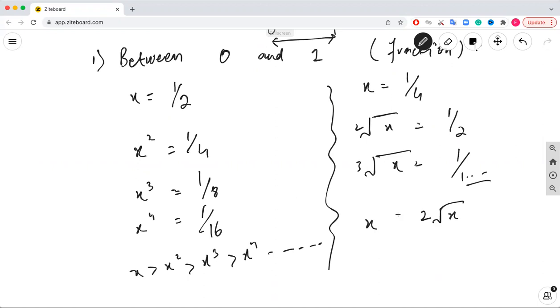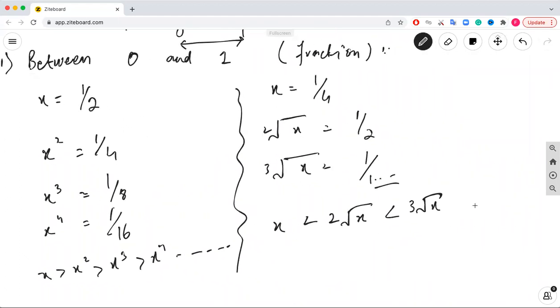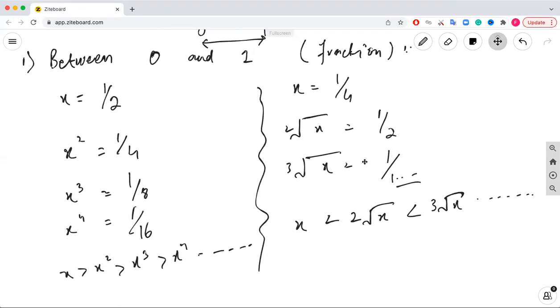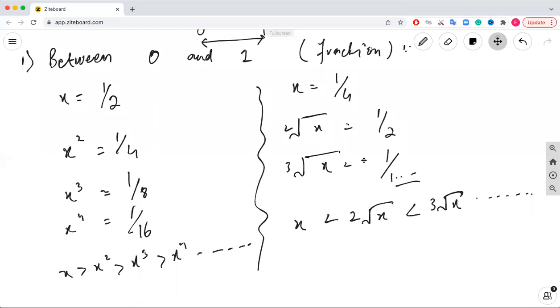Square root of x. Is the square root of x greater or is the cube root of x greater? Cube root of x is less. Exactly, and the same pattern will move on, right? But if the power becomes negative, the value will be greater, opposite to the power.